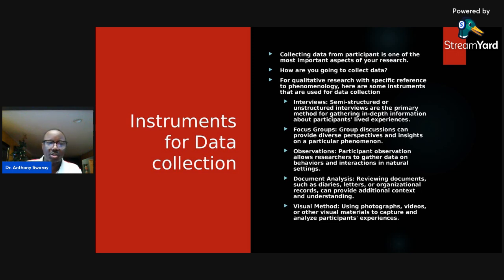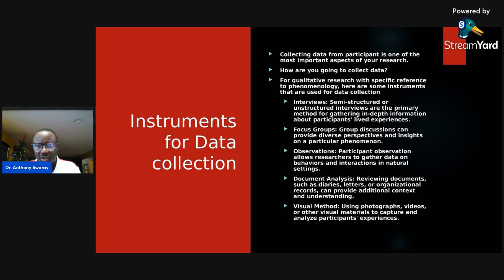You're going to probe the participants as they answer the question. You want to be able to go there and probe them more, to ask them to get more information. Your goal here is to get more information from the participant. For the research, you can also do focus groups. Group discussions can provide diverse perspectives from focus groups.